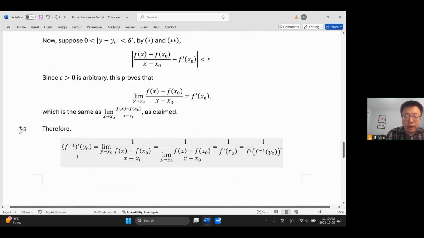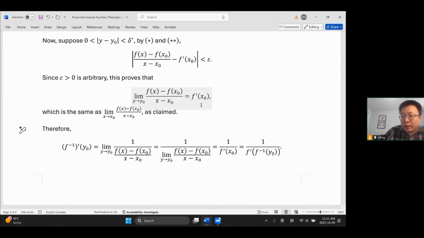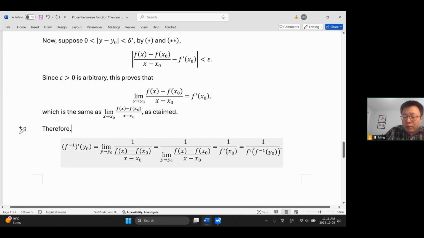So therefore, f inverse prime at y naught is equal to the limit of 1 over f of x minus f of x naught divided by x minus x naught as y goes to y naught. You recall, this is the algebraic manipulation we did from the beginning. And next, we can use the quotient law of limit. That is, we can bring down the limit sign to the denominator because the limit on the denominator exists and is equal to f prime of x naught. We spent most of the proof arguing exactly that. So now we have 1 over f prime of x naught.